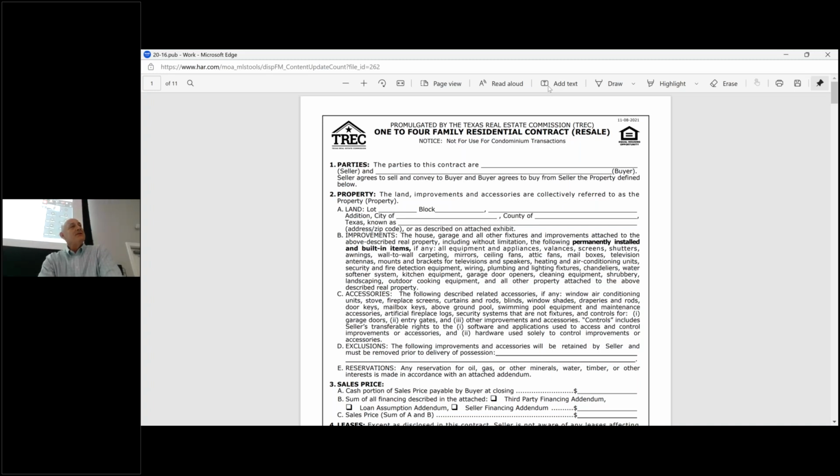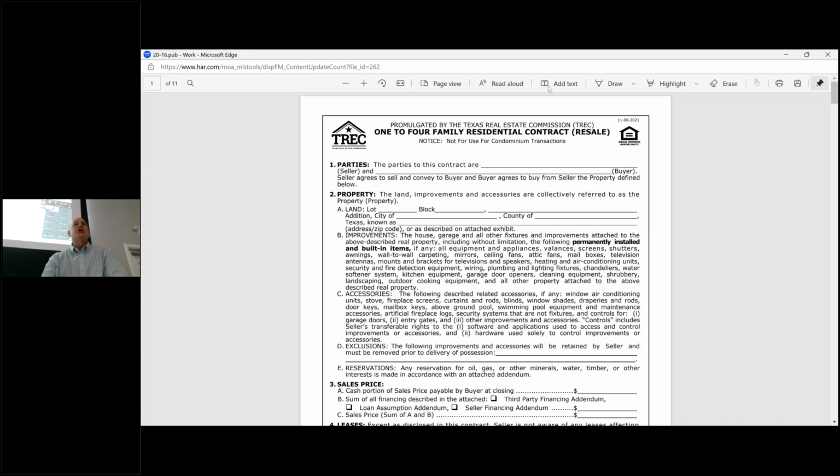You will not be in this business very long before you sell a home with a water softener, and when you show up for the final walkthrough, guess what's missing? The water softener. So does the buyer have a right to claim that water softener? It just says right here, that's what they bought. So unless it was excluded, it should be there. Kitchen equipment, garage door openers, cleaning equipment, shrubbery, landscaping, outdoor cooking equipment, and any other property attached to the above described real property.